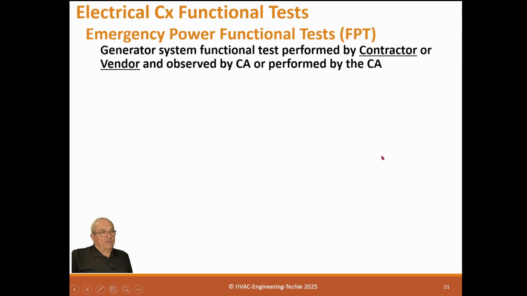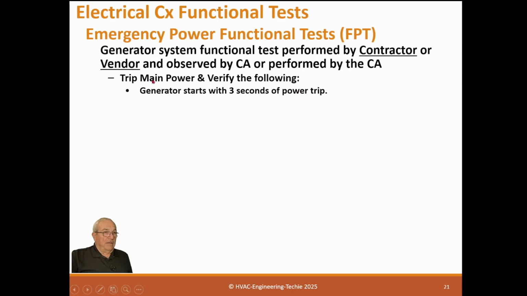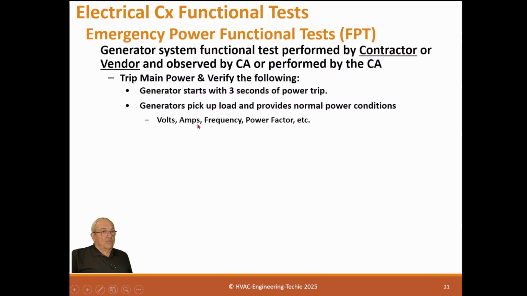Emergency power functional test. A generator system, this is exactly what we talked about before. So trip main power, and verify the following. Generator starts within 3 seconds of the power trip. Generator picks up load and provides normal power conditions. So volts, amps, frequency, and power factor are correct.